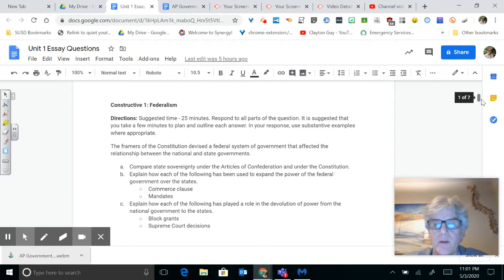A mandate can be a law, but a mandate could also be a Supreme Court case decision. Obergefell versus Hodges, where gay marriage was allowed, was a mandate from the Supreme Court to the states saying you must do this. Some mandates are funded, some mandates are not funded. Now explain how each of the following has played a role in the devolution of power from the national government to the states. So block grants, they basically are ways to give more power to the states. States can have the authority to say what they spend their money on. Their money is given to them for a block of different programs. They're broad programs.